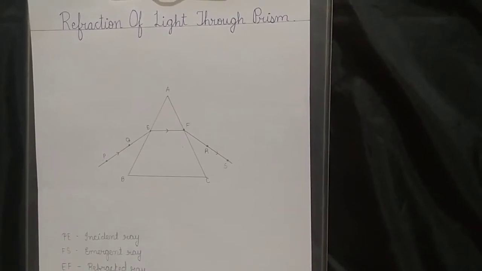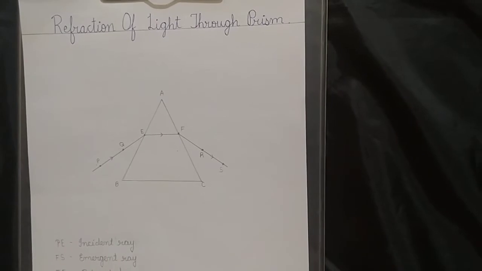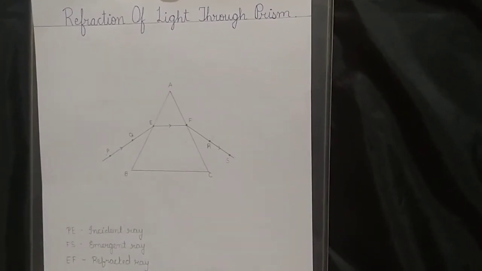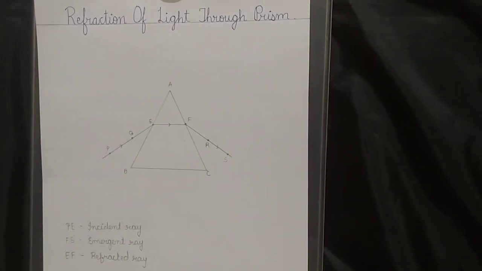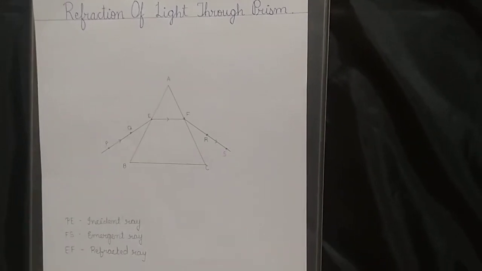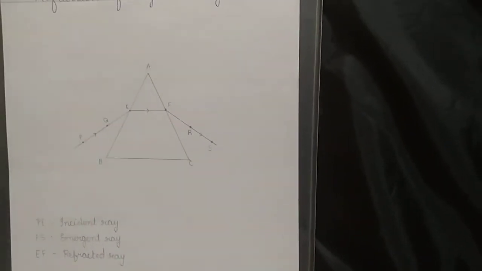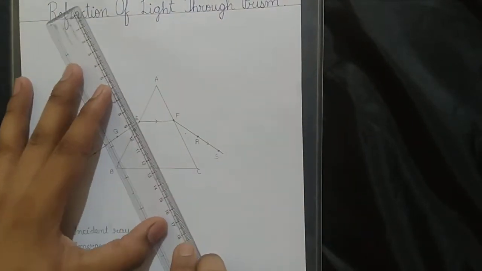Okay, now what they have told: remove the pins and glass prism. The line PE meets the boundary of the prism at E. Similarly, join RS and let's see these lines meet the boundary of the prism at E and F respectively. Draw perpendiculars to the surfaces AB and AC at the prism points E and F respectively. Now you see, we'll draw two perpendiculars on the surfaces AB and AC.